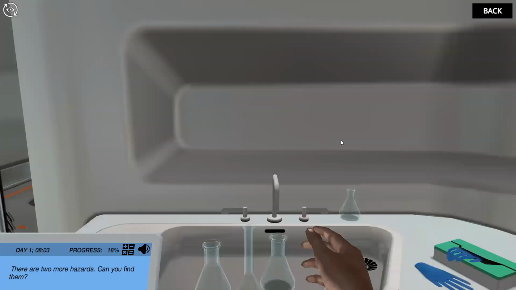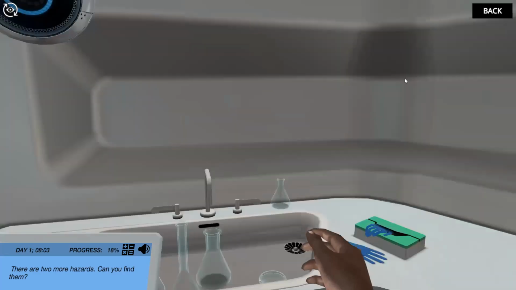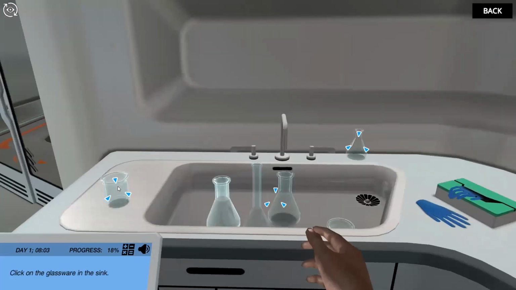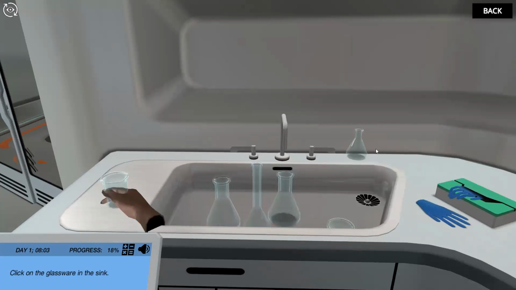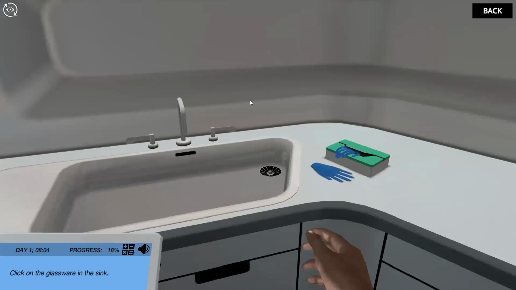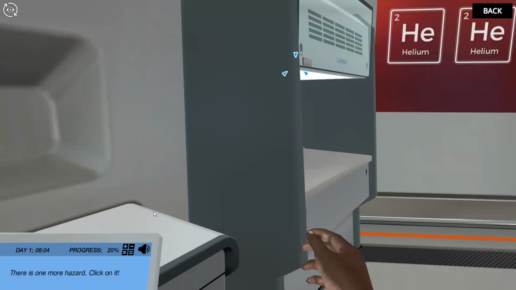A sink full of dirty glassware isn't a nice surprise. Make sure you always clean, dry, and put away the equipment after every experiment. Let's remove the glassware. Okay. Beautiful, clean and tidy. There is one more hazard. Click on it. It's right here.